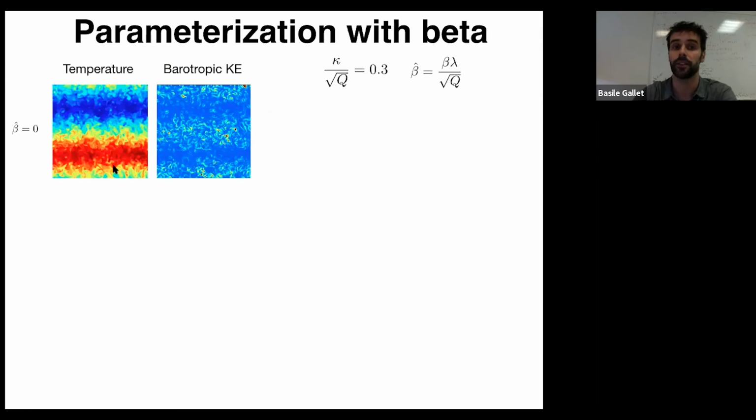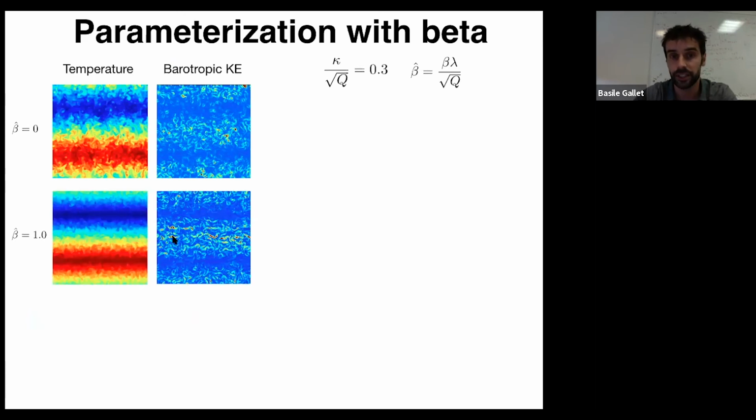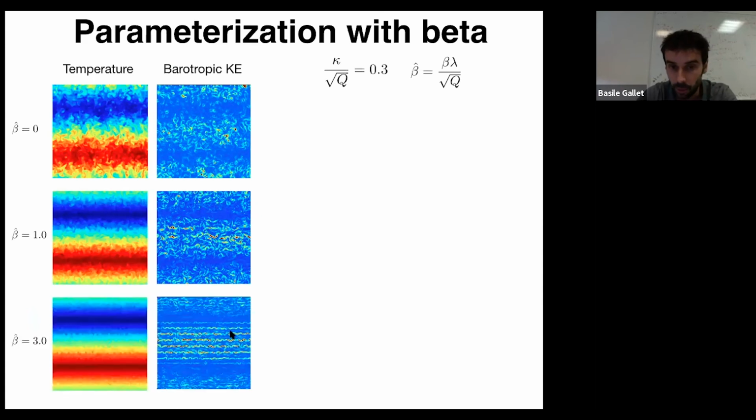So I'm going back to the system that's driven inhomogeneously by an imposed heat flux. You can see again the temperature here and the barotropic kinetic energy. That's when beta equals 0, the situation I've shown you before. You have warm fluid here, cold fluid here. Now if I increase beta, maybe you can guess that in the barotropic kinetic energy, I'm starting to see some jet-like features. If I increase beta further, I can see some well-developed zonal jets in the system.